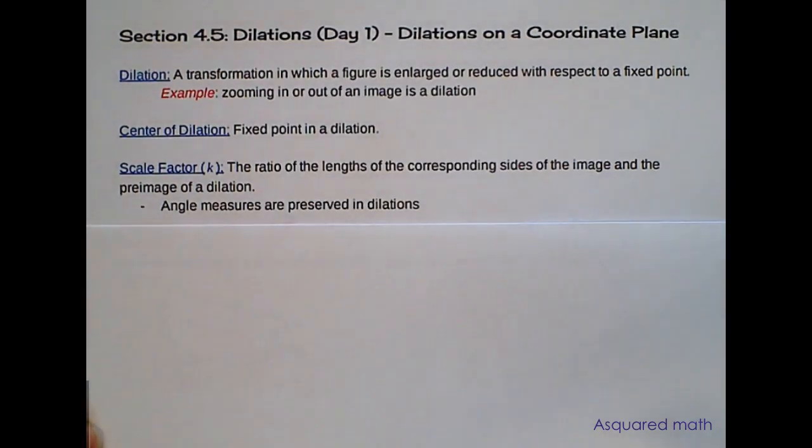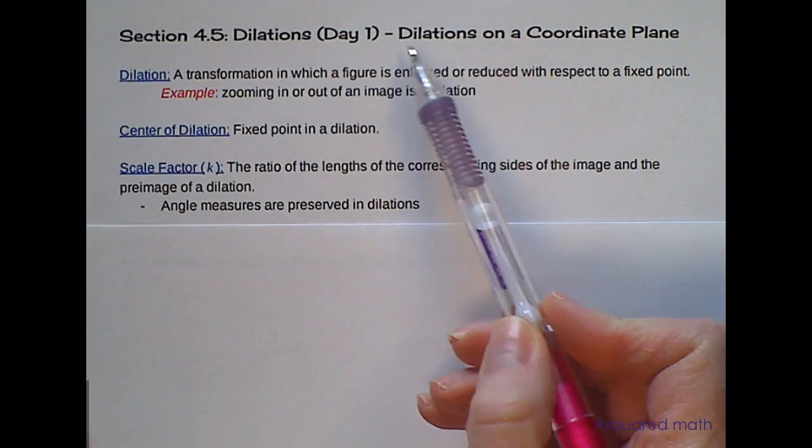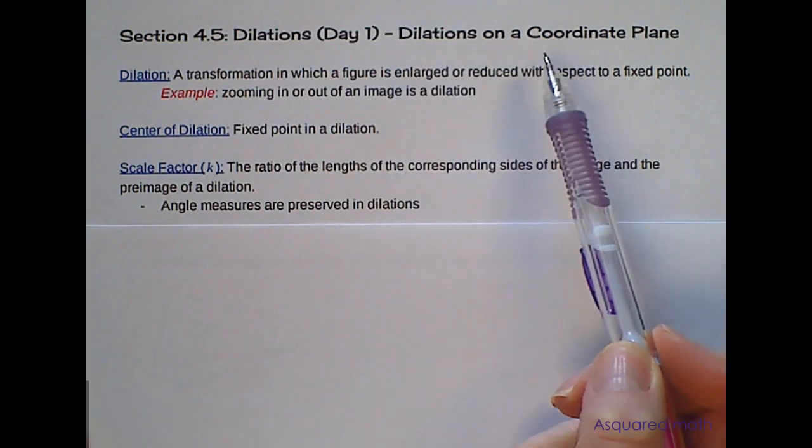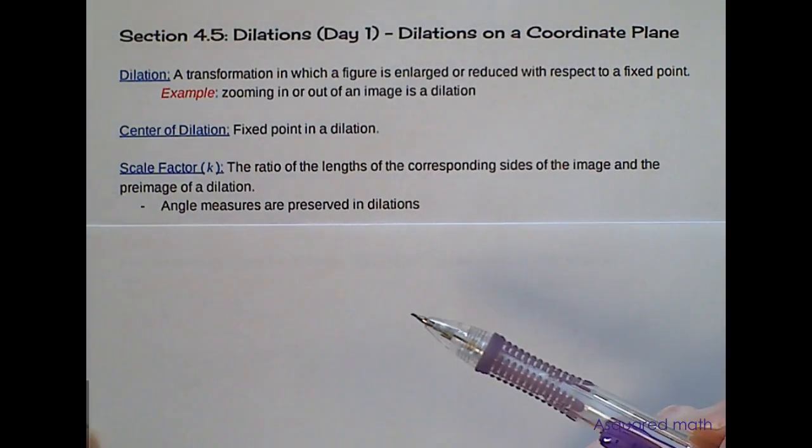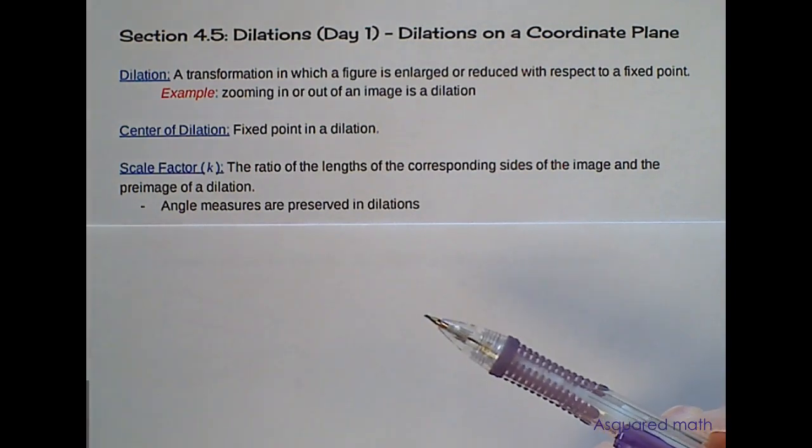Everyone, and welcome to another lesson. Today we are working on section 4.5, and that focuses on dilations. Today we are just going to look at the dilations on a coordinate plane. And in order to start studying that, we have to understand exactly what a dilation is.